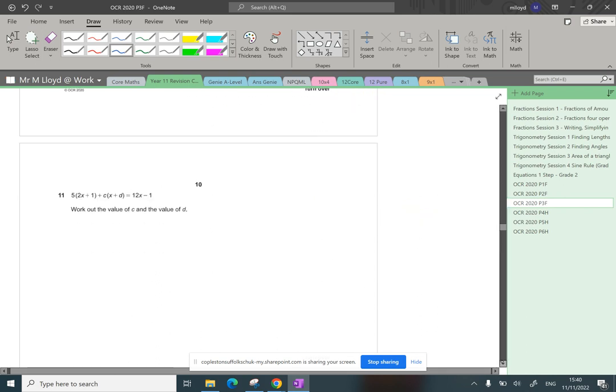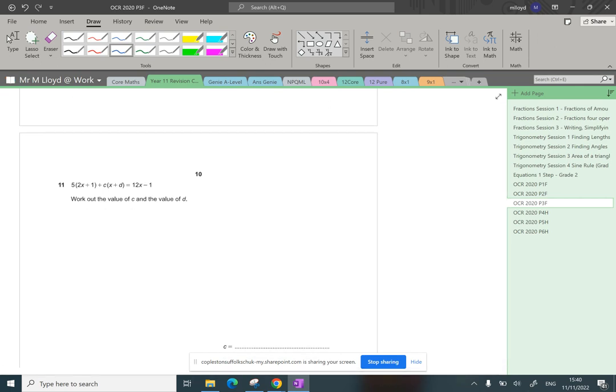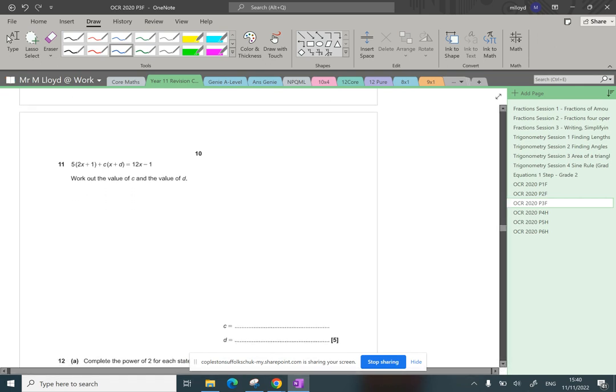Okay, our next question, 11. Work out the value of C and D. So I'm going to expand this bracket to begin with. 10x plus 5 plus cx plus cd equals 12x, take away 1. Now, c plus 10, or 10 plus c, is going to equal the 12. So therefore, c is equal to 2. C is equal to 2.